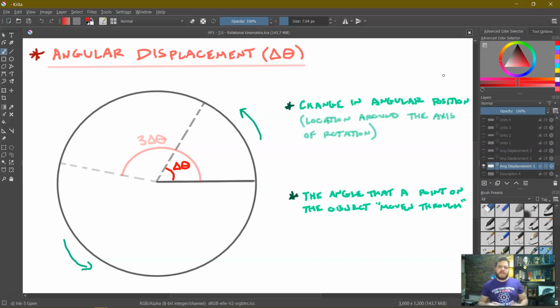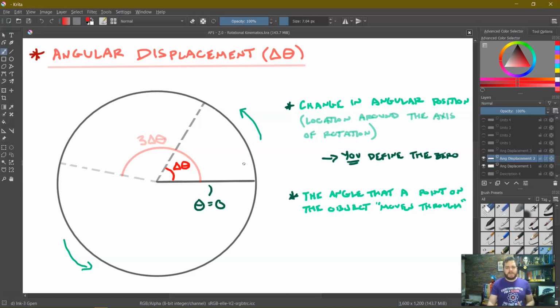And this brings us to the idea of angular displacement, or delta theta, which is just a change in angular position, so final minus initial. And angular position is just a location around this axis of rotation. Now, typically speaking, we can define our zero, and we would say that the positive direction goes this way, and the negative direction goes the other way in this rotation. So for instance, this would be positive delta theta.